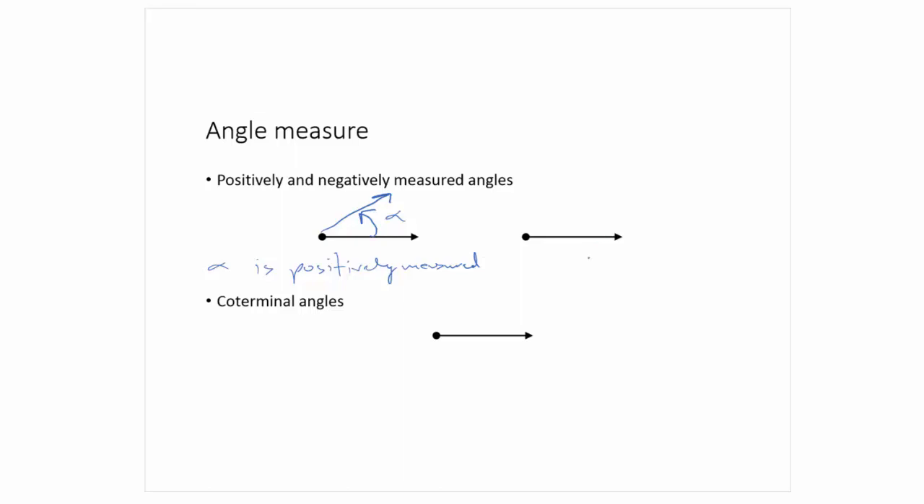However, if we have an angle, let's say it does something like this. I'll call this angle beta. So there's the angle beta. I would say that beta is negatively measured. So a clockwise rotation yields a negatively measured angle. Clockwise, negatively measured. Counterclockwise, positively measured. This is the convention that we will use in this course.